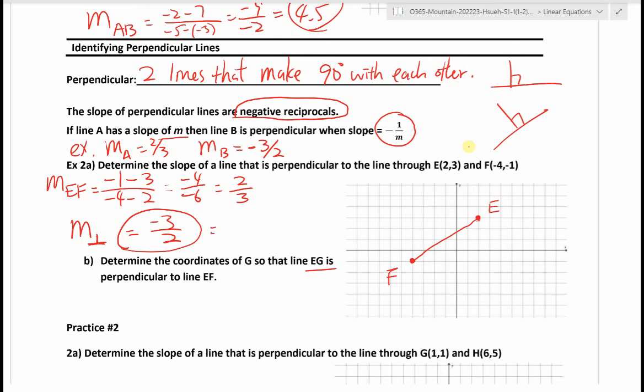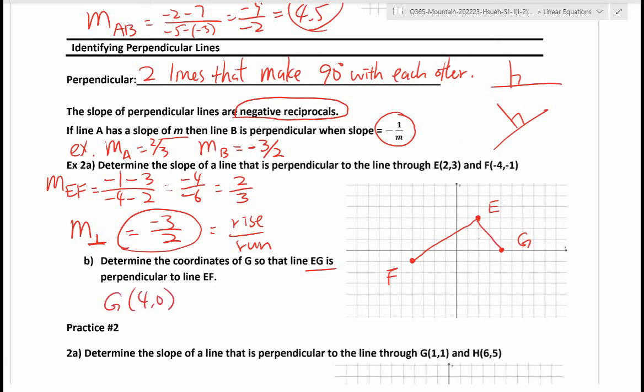Because the slope is, recall, rise over run. So the rise is -3, so we're going to go 3 down, 1, 2, 3, and 2 to the right, 1, 2. So this could be where G is, okay? So this would be one possibility. And this is (4, 0).